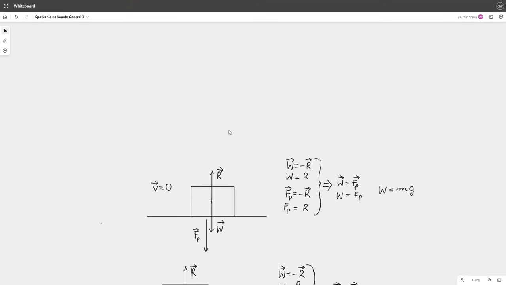We have to draw all forces acting on that body. It is weight, here, W. It is normal force, R, often called reaction force, here. Weight tries to accelerate the body in the direction perpendicular to the surface. Due to that, the body pushes the surface with force of pressure, Fp, here. Force of pressure.